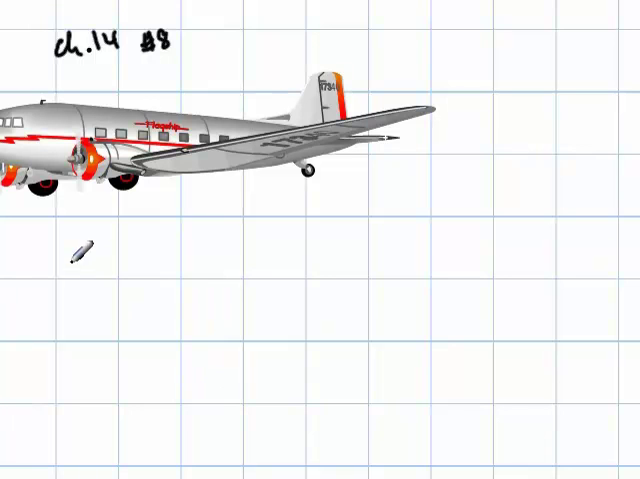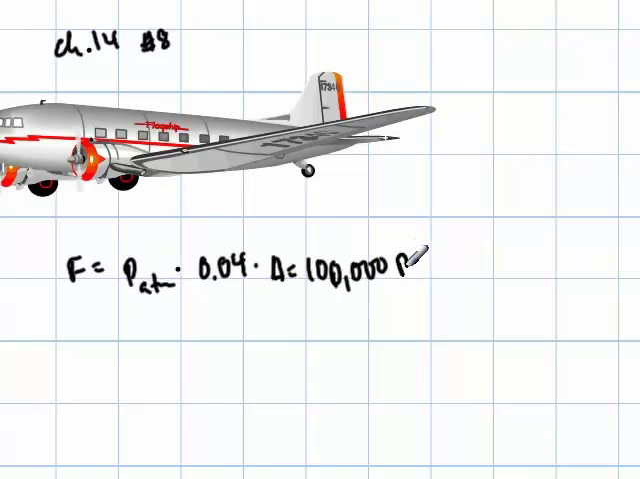So the force comes out to the atmospheric pressure times the 4%, so 0.04 times area. So atmospheric pressure is 100,000 pascals times the 4% times 100 square meters, and that comes out to 400,000 newtons, or 400 kilonewtons.